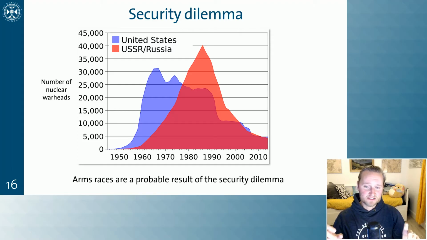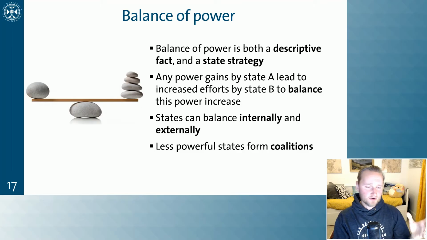And so arms races are one probable outcome of a security dilemma. No one really can stop, even though in the end, of course, the world was much less secure, I would argue, with all these nuclear warheads pointed at each other. We saw in the Cuban Missile Crisis what can happen with even one nuclear warhead. So the way out of this situation is to reach a state of a balance of power.